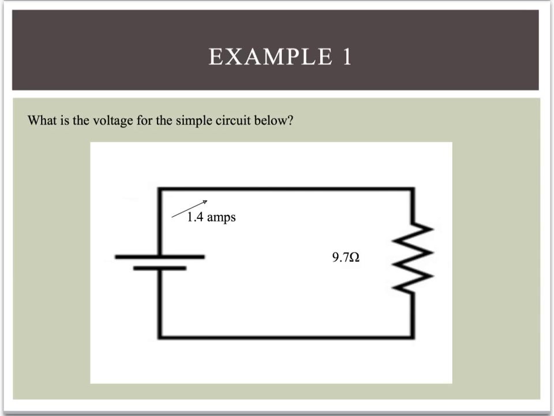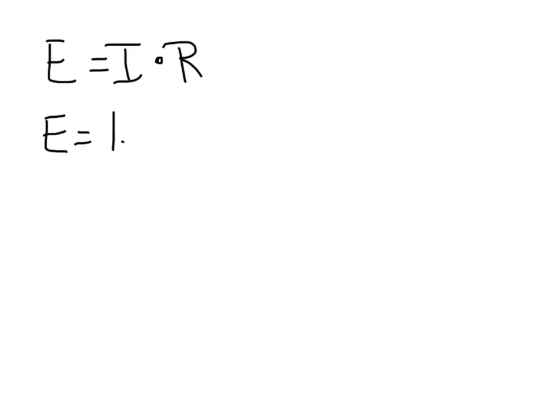All right, pause the video here and try example 1. The explanation and solution is following. To determine the voltage, we are going to take E equals I, or amperage, times the resistance. Looking at the information that was given to us, we'll have E equals 1.4 amps times 9.7 ohms.